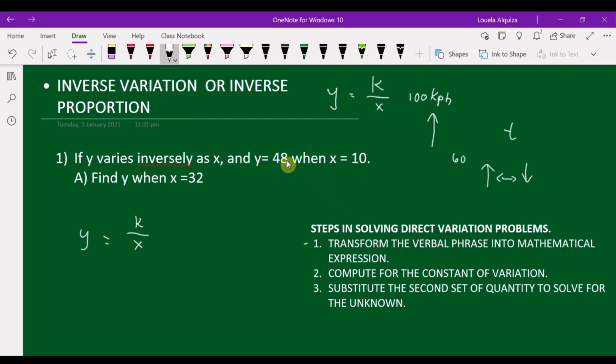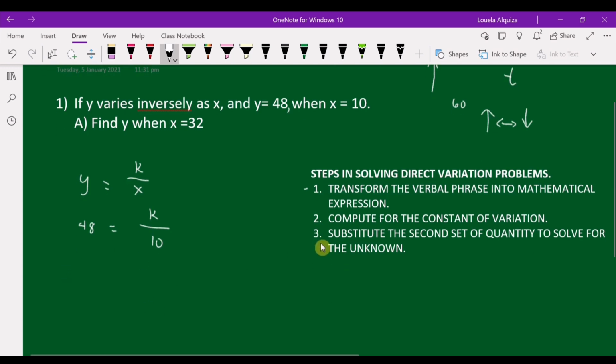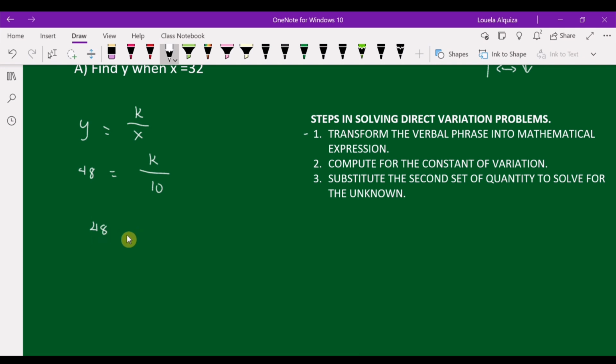Paano? I-substitute natin tong first set ng given, which is y is 48. 48 is equal to, your constant of variation is unknown pa. Yan yung kukompute natin. And then your x is 10. Okay, so compute for the constant of variation, we have to multiply both sides by 10. 48 is equal to k over 10. Multiply mo by 10. 10 times 48 is 480. And 10 divided by 10 is 1. Natira si k mo. So, your constant of variation is 480.